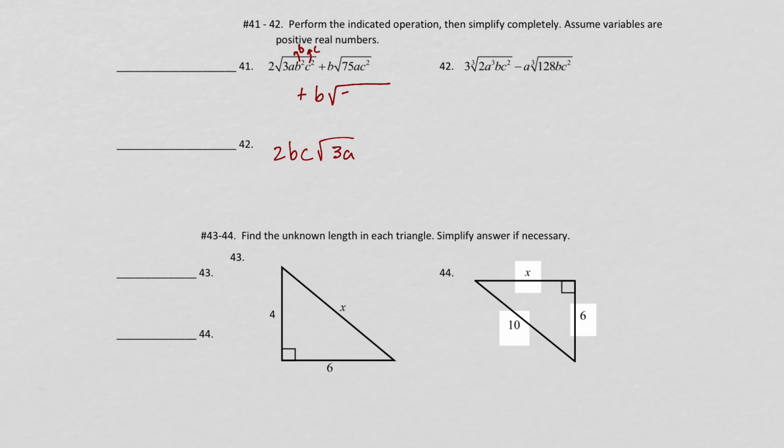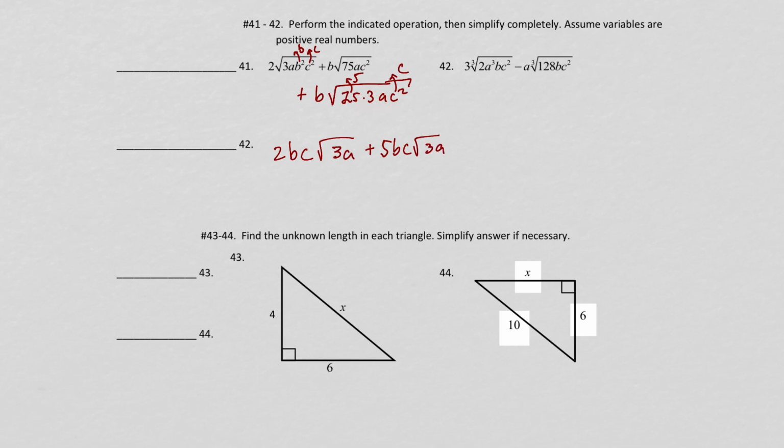Okay, now for this, I'm going to write this as a b times the square root, and I'll write 75 as 25 times 3 ac squared. And I'll take out the 25, it becomes a 5. I'll take out the c squared, it becomes a c. So this 5c multiplies with this b to give us a 5bc times the square root of the stuff that couldn't come out, the 3a.